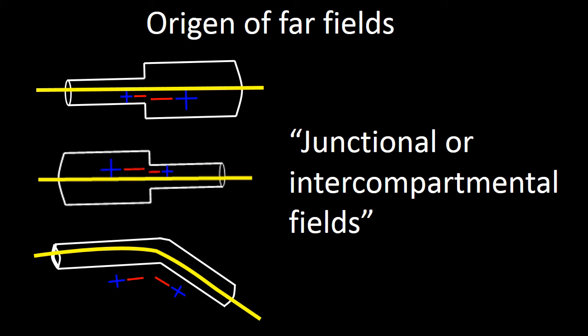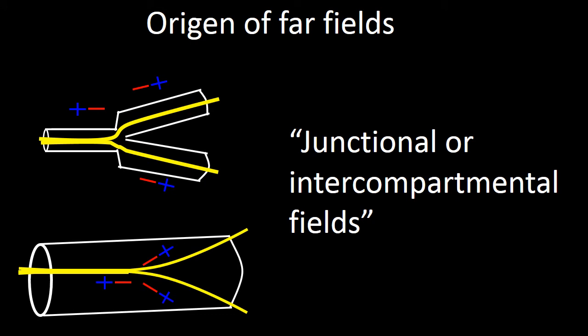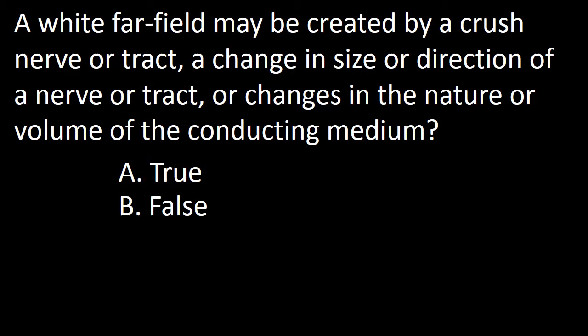The term junctional field is often used to refer to the fields produced in this fashion. Another reason for asymmetrical quadrupole is when there is a significant branching of the nerve or tract. So the answer to this question is true.